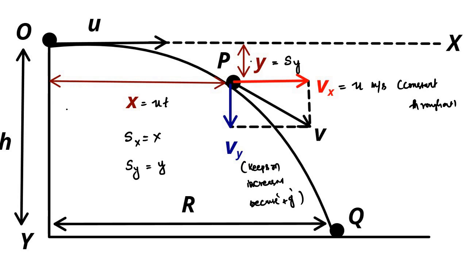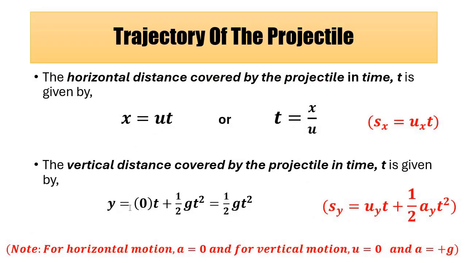This is equal to sy, this is equal to sx, and this is the net displacement vector. This is the x component, this is the y component. So here sy is equal to y, which is equal to uyt plus 1/2 ayt square. Uy is equal to 0, ay is equal to g. So we have 1/2 gt square.